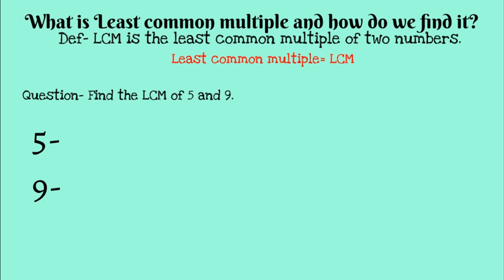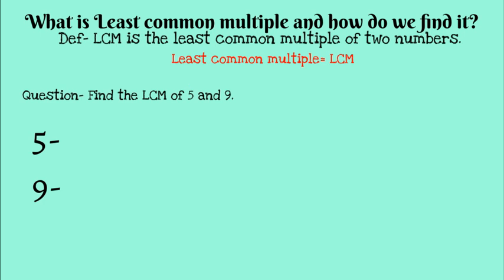So the LCM, or least common multiple, is the least common multiple of two or more numbers. Not just two, it's more than two. At least two numbers, I guess. If you don't know what that means, I'm going to explain to you throughout the demonstration.